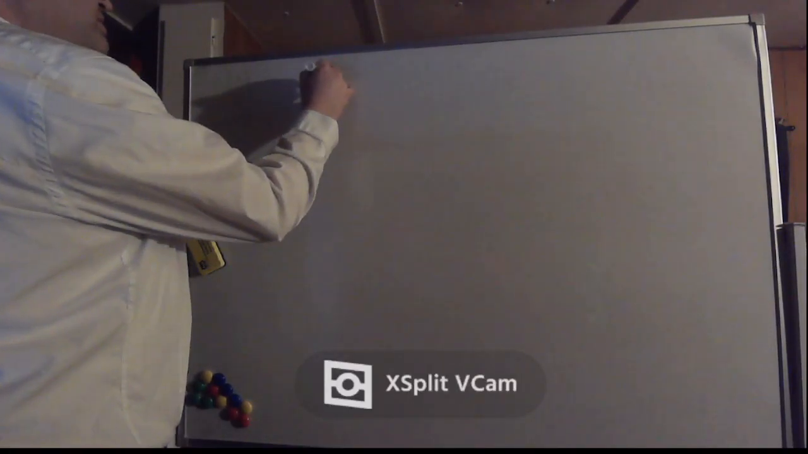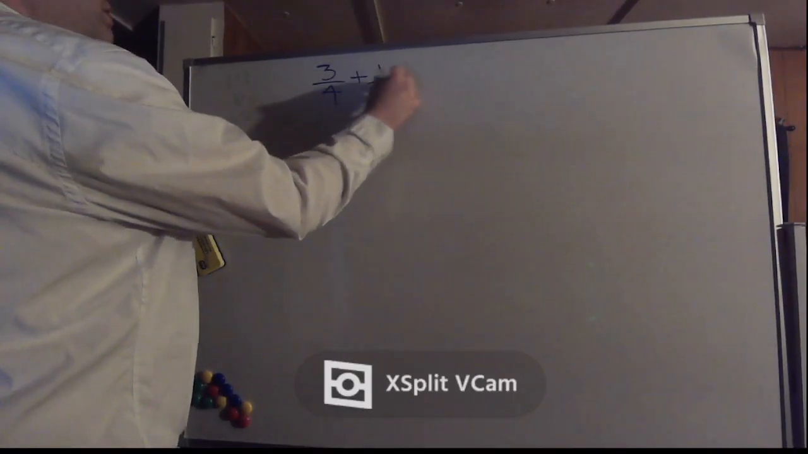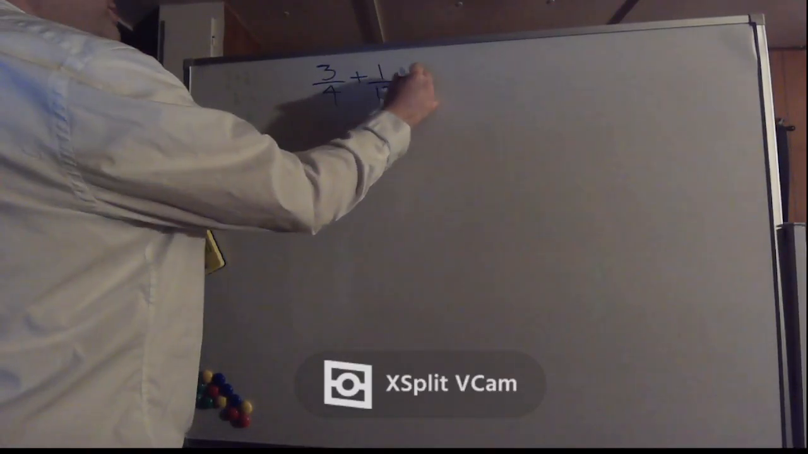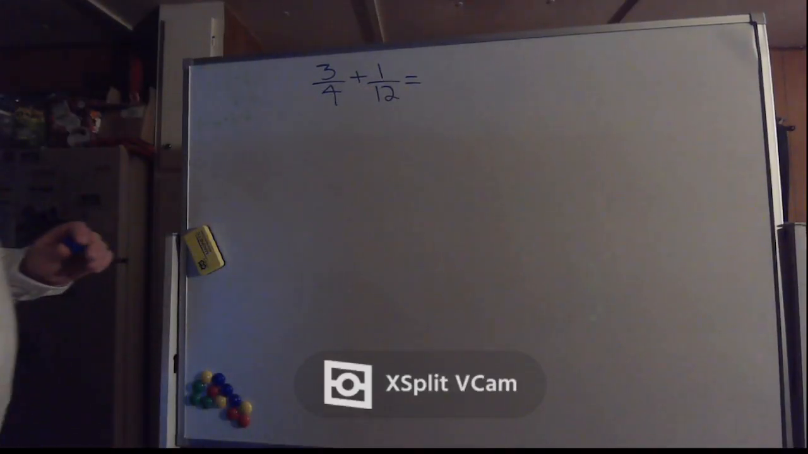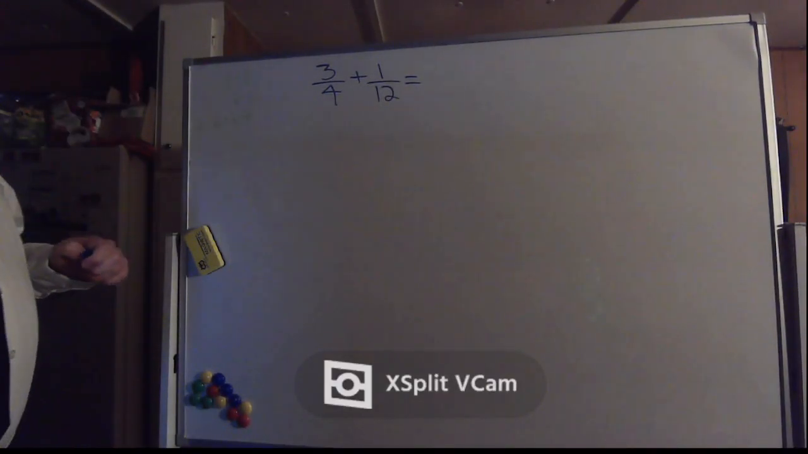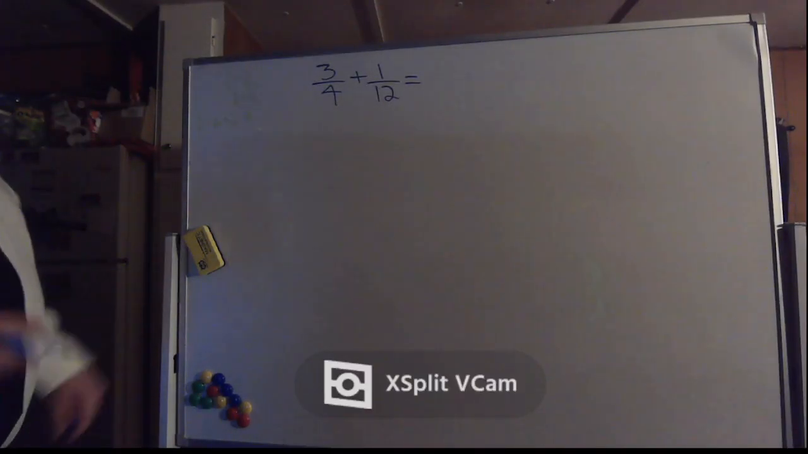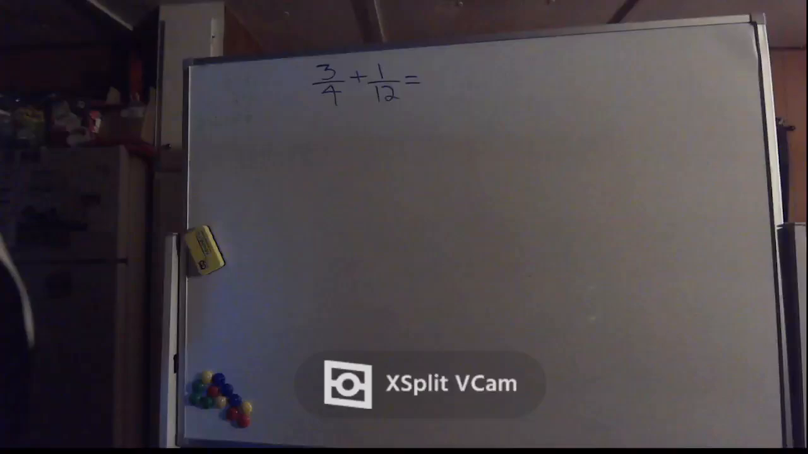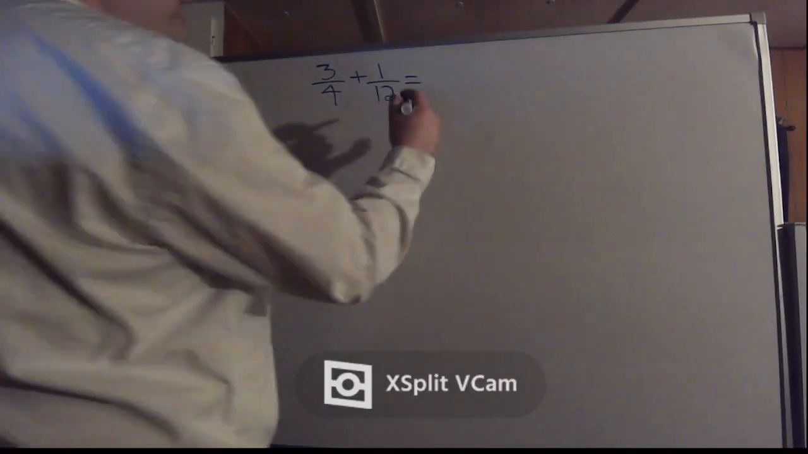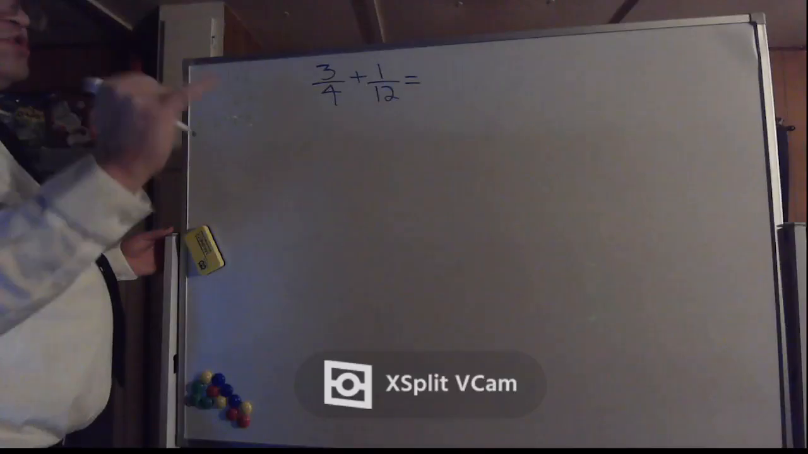Alright, we have another one here. We have 3/4 plus 1/12. Well, again, we can't just add the fractions yet. We need a common denominator. We know 4 is a factor of 12, so that least common denominator is in fact going to be 12. So in order to turn the 4 into a 12, we have to multiply by 3.